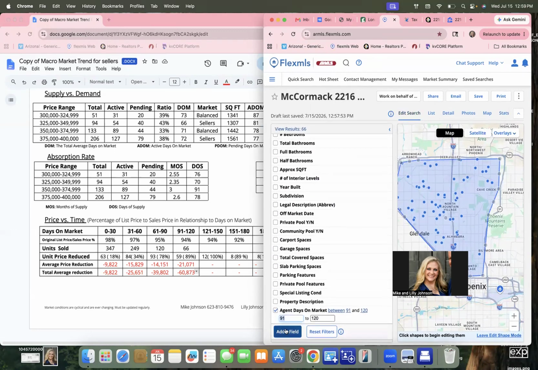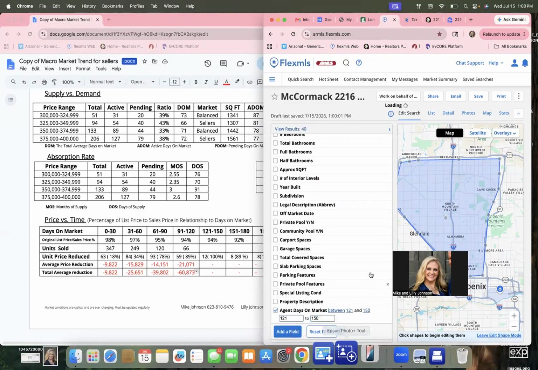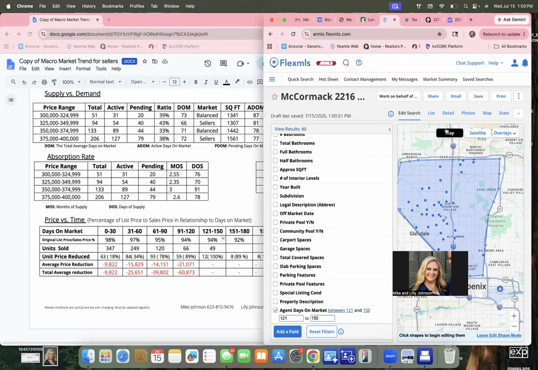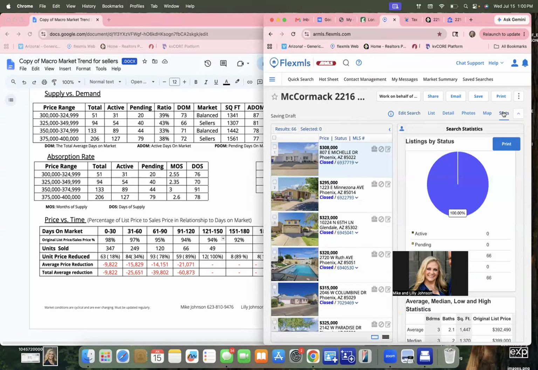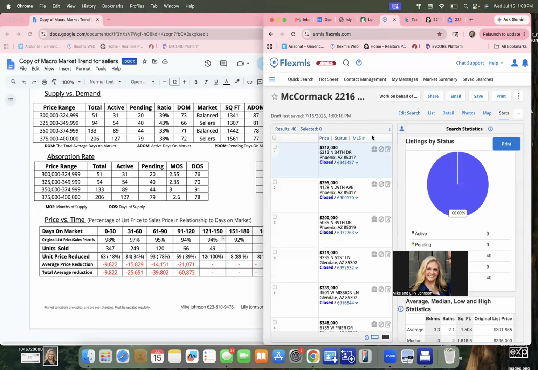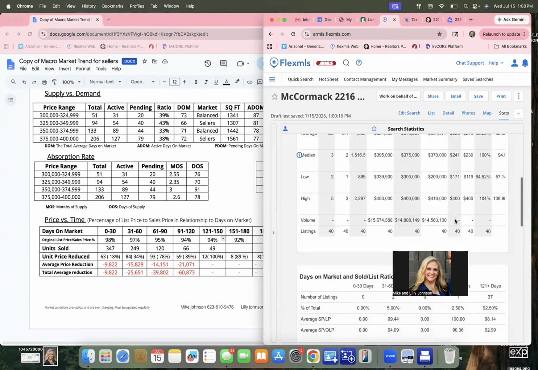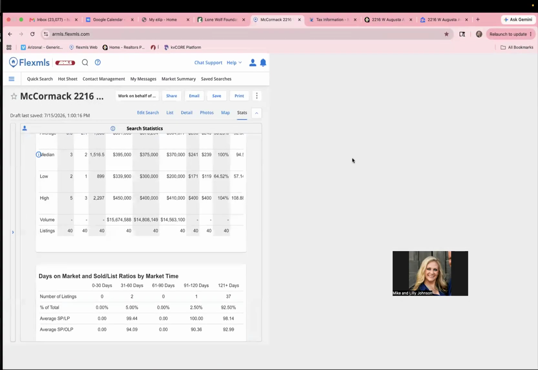Now I've got a few more to go. The same thing. 121 to 150. It says 40 total. Did I change this one? Well, I didn't, but it was 94. I wrote it down, so I know it's right. 40 stats. I'll shrink you out of the way and make you bigger because I can't see what I'm doing.